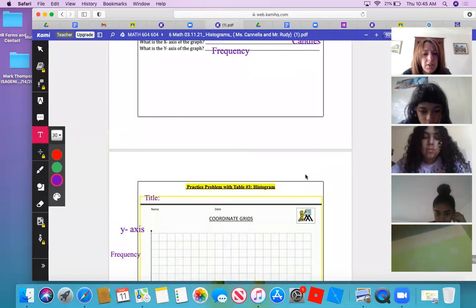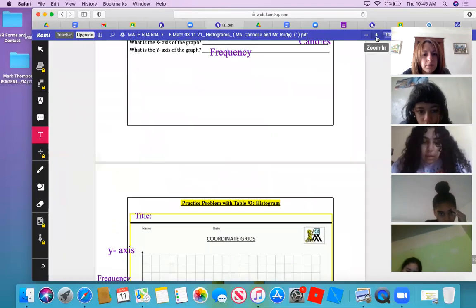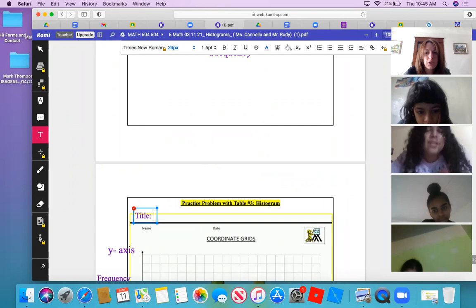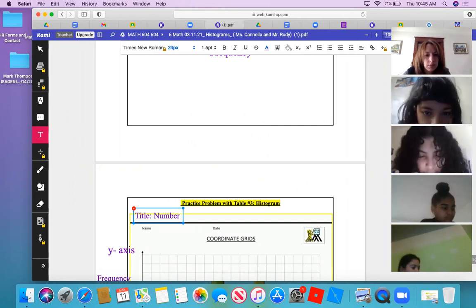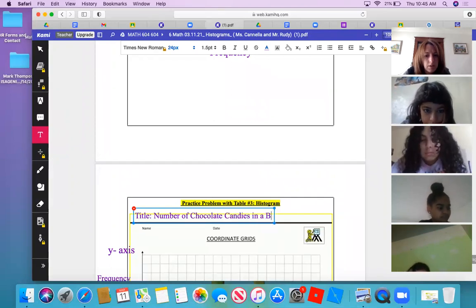All right, what are we calling this graph? What's the title? Somebody, I don't care who. What are we titling this graph? It's called interval. Interval, number of chocolate candies in the bag. Number of chocolate candies in a bag, right?